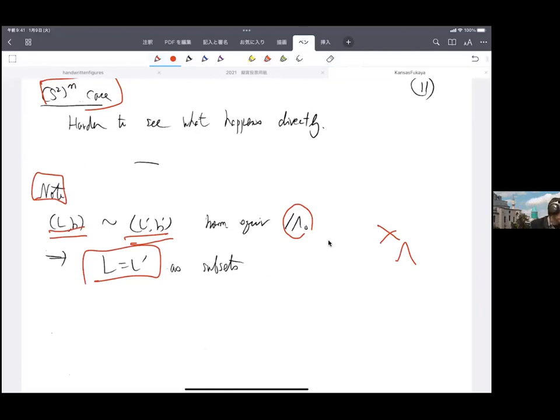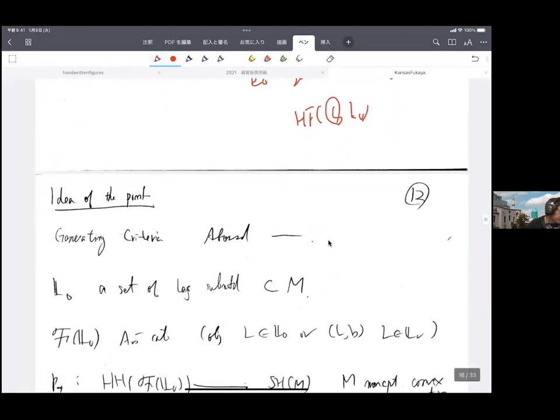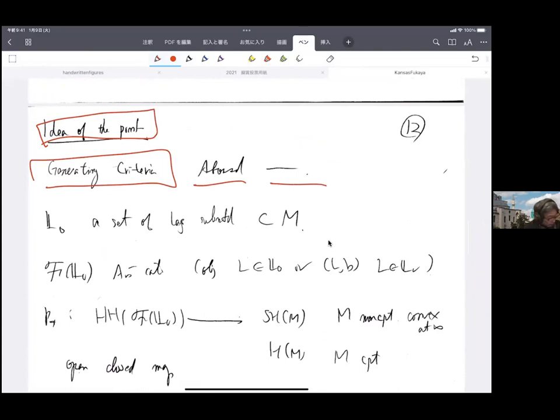But this implies that if L0 is a generator, and you know the Floer theory over L and L0, or L0 as a module, then you know what L actually is. So this is rather big information. So this is yet a conjecture, but I think I can sketch the proof. I hope I can prove it in the near future. So this is related to the generating criterion by Abouzaid and several people. So what is Abouzaid's generating criterion?